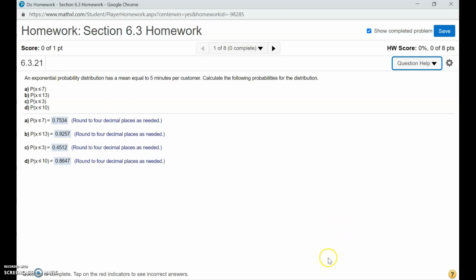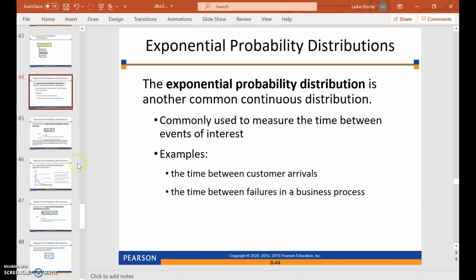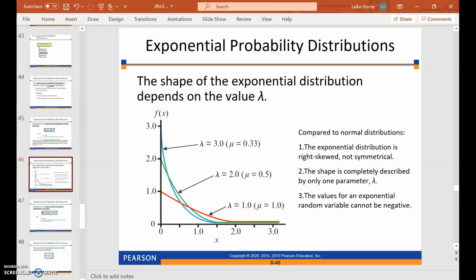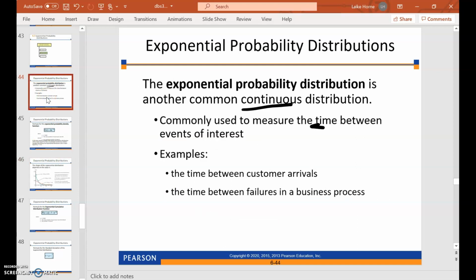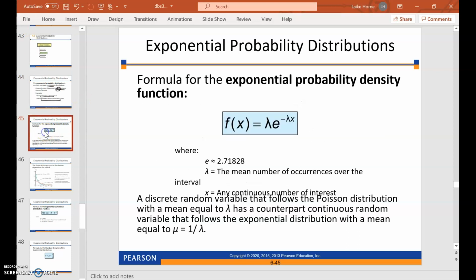Section 6.3 discusses exponential probability. Just to give you a quick overview, we talked about normal, now we're talking about exponential. And exponential is another continuous distribution. It's commonly used to measure the time between events, so maybe the time between customer arrivals or the time between failures in a business process. So time, we know, is continuous.